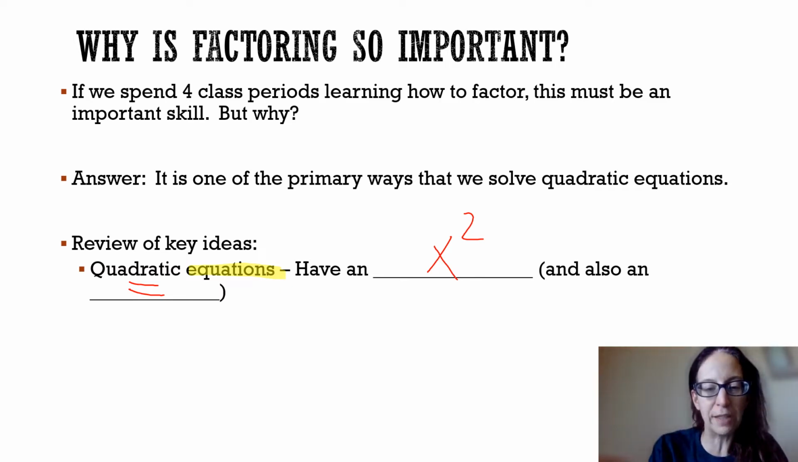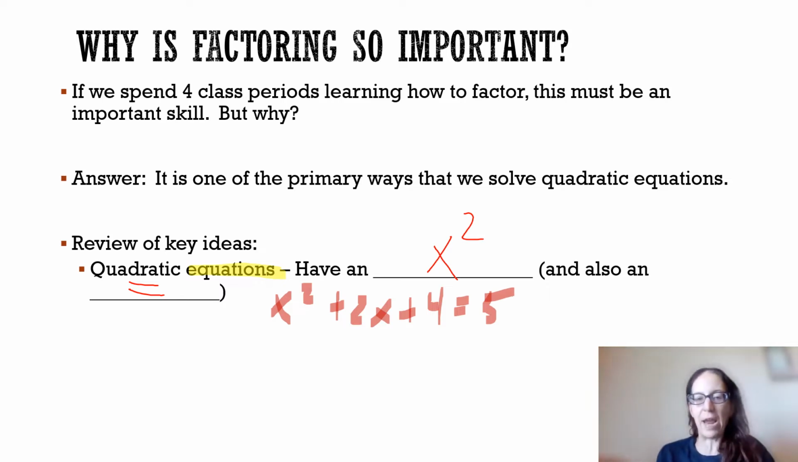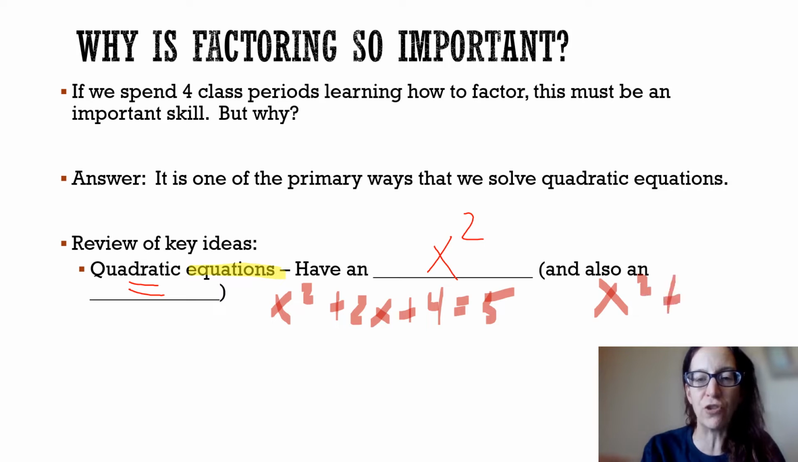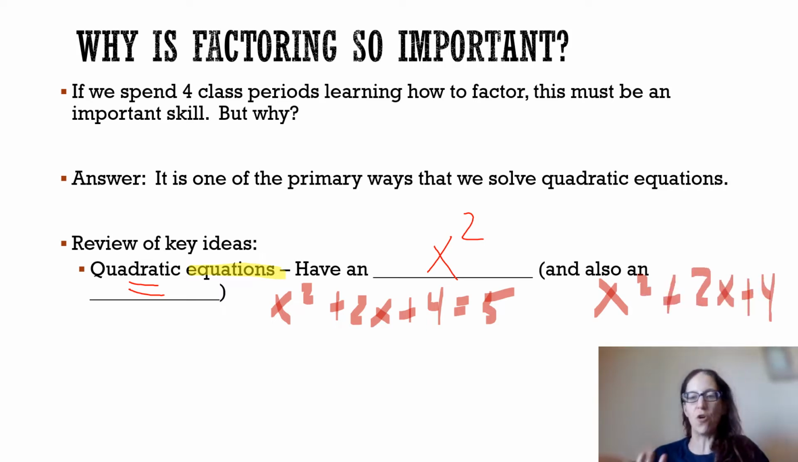So just so you can see the difference for yourself on this. Okay, a quadratic equation might be something like x squared plus 2x plus 4 equals 5. Okay, that might be a quadratic equation. A quadratic expression would just be x squared plus 2x plus 4. And there's no equal sign. You don't know anything about what that expression is equal to.